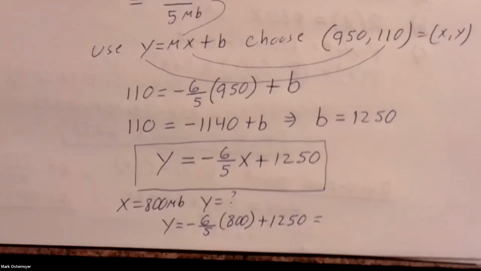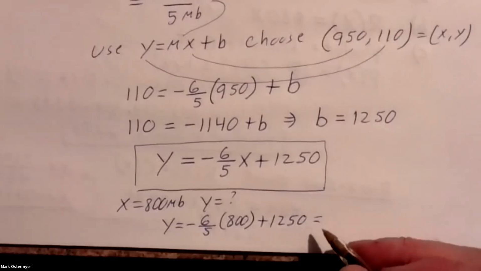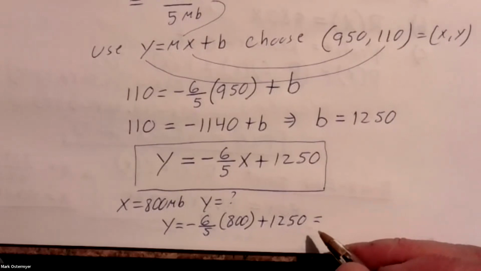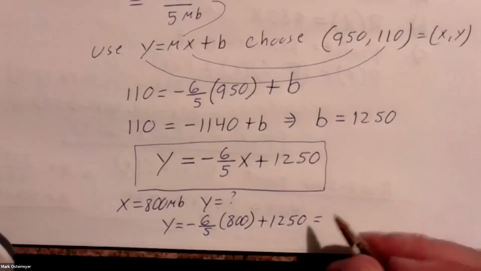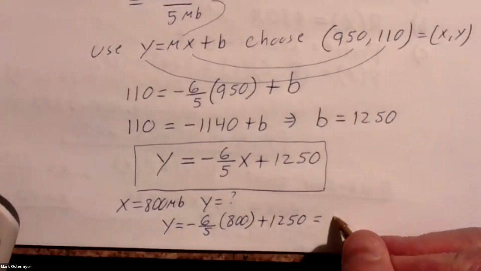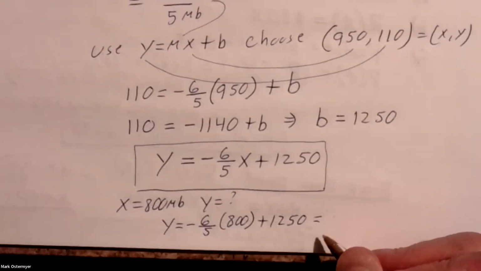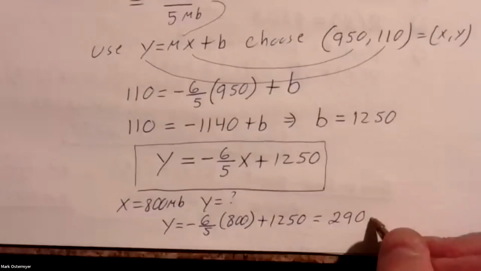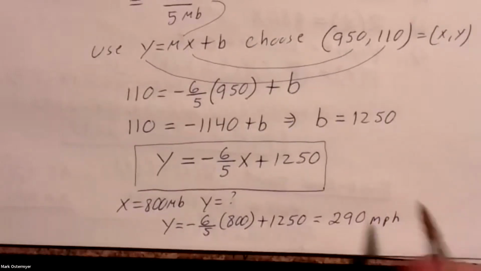So the predicted wind speed for a hurricane that has a pressure of 800 millibars would be what? 290 miles per hour. That's an extremely strong hurricane.